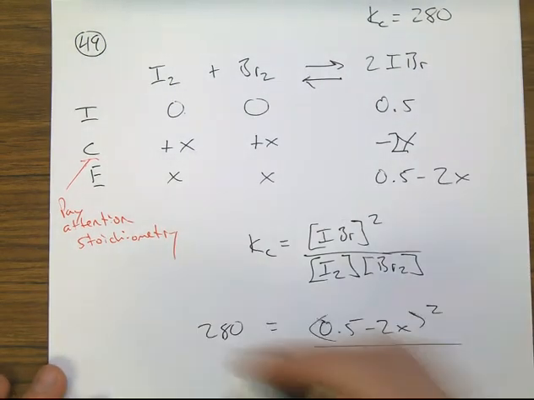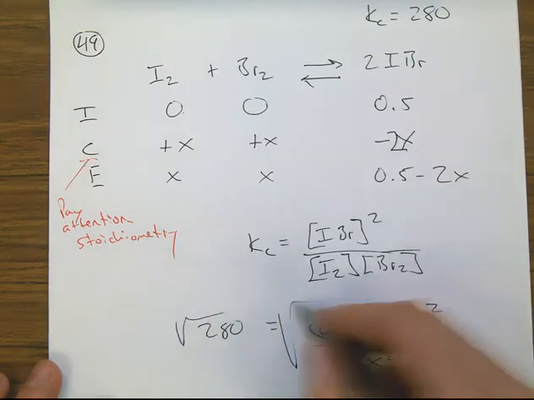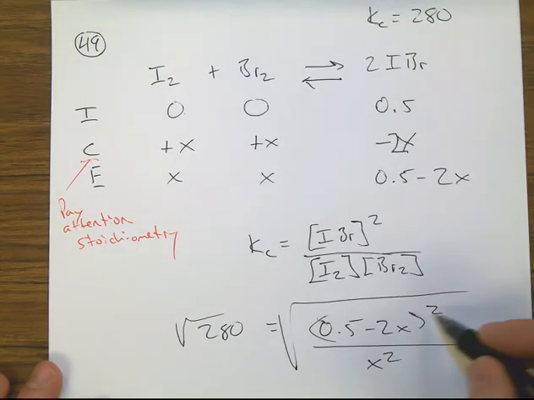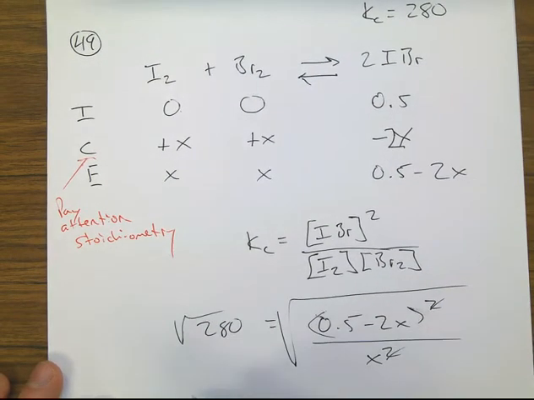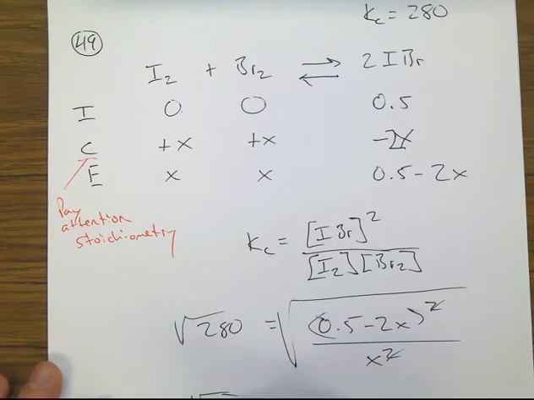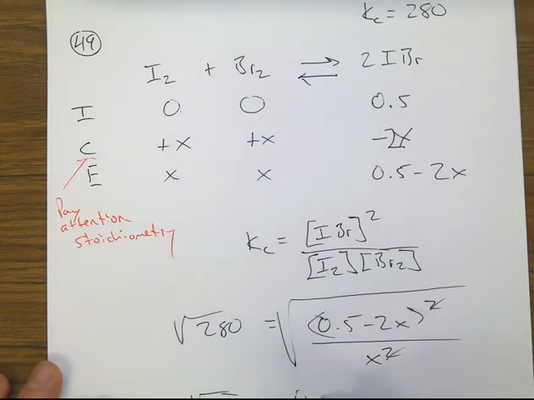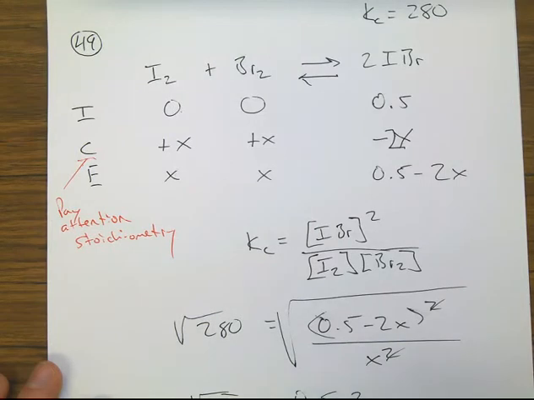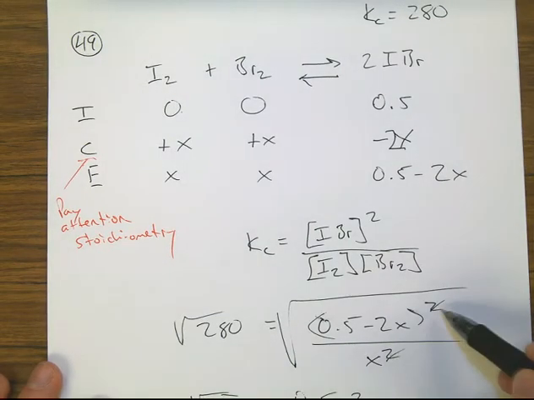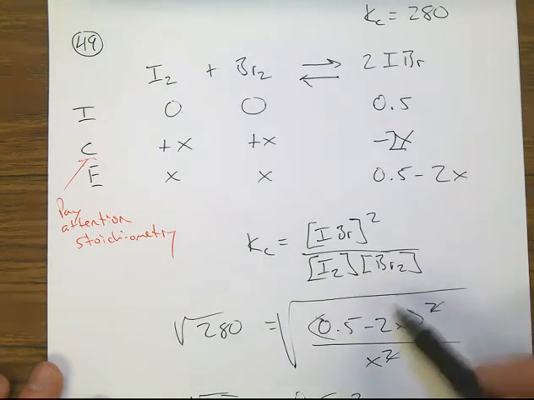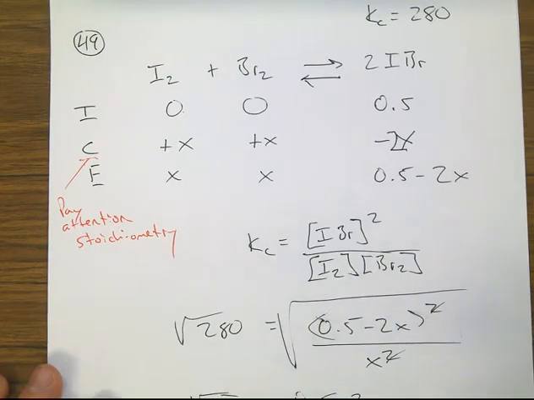The cool thing is, of course, I can take the square root of both sides. When I take the square root of both sides, those go away, and I'm left with the square root of 280 equals 0.5 minus 2x over x. Now, if you didn't understand why I crossed those out, don't forget that this whole fraction is to the power of a half. And don't forget your rules of algebra if you have something to the power of a half or a power squared or a power of 3 and you have a fraction, and what that means for the fraction.